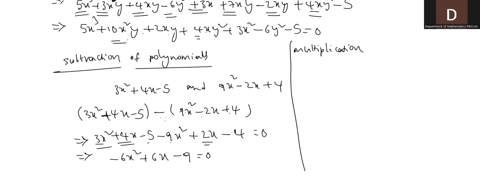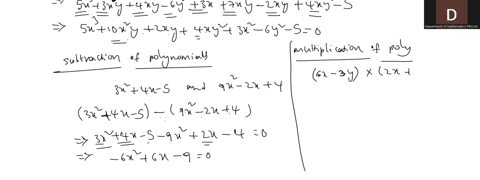Multiplication of polynomials. We can take two terms: 6x − 3y is one polynomial. Multiplication, put the symbol ×, and another polynomial 2x + 5y. We can multiply these two polynomials. First, multiply 6x with the two terms in the bracket. 6x into 2x: 6 twos are 12, x into x is x².